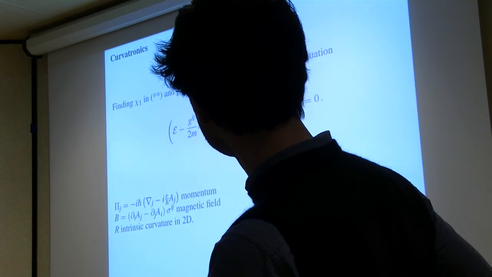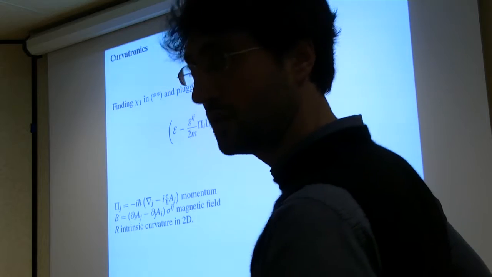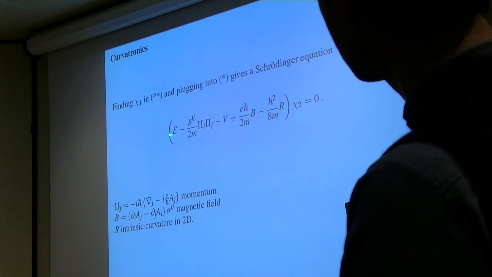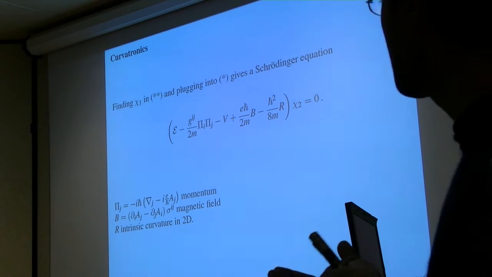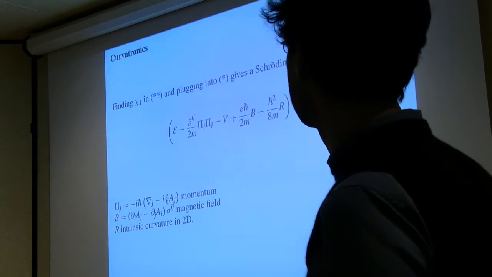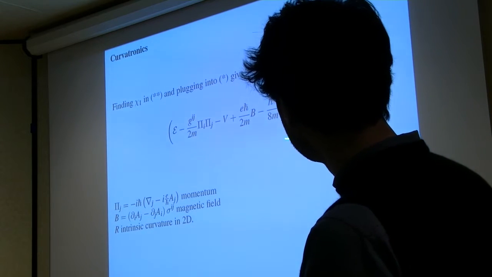But here is crucially the term which is the intrinsic curvature R of the surface. It's a scalar term, and as you can see, it goes directly into the Schrödinger equation. One can see immediately how this term behaves as a local change in the energy density. So this is really the main equation.